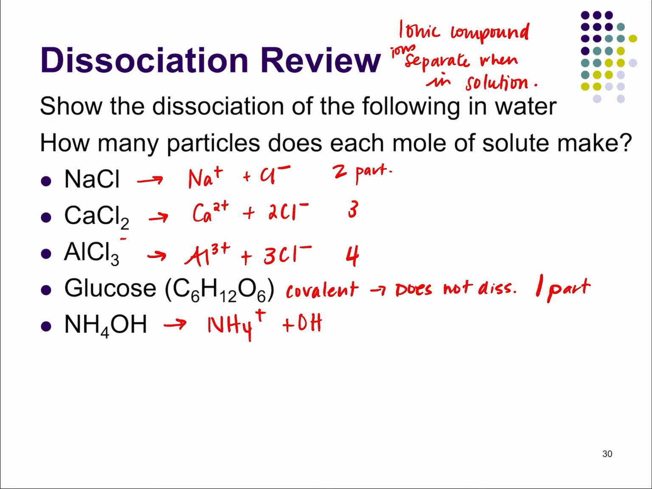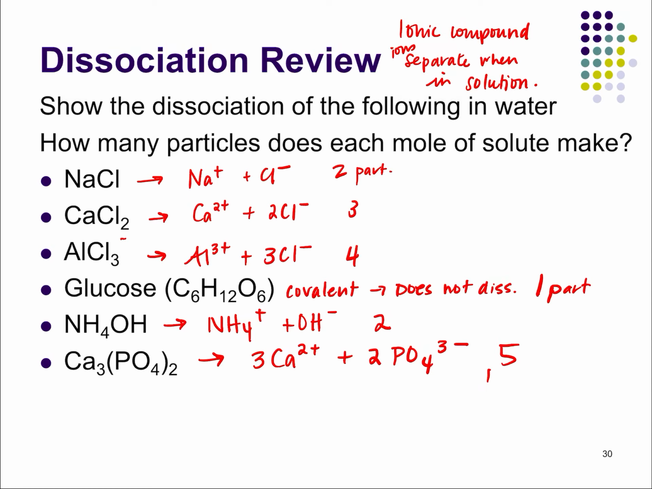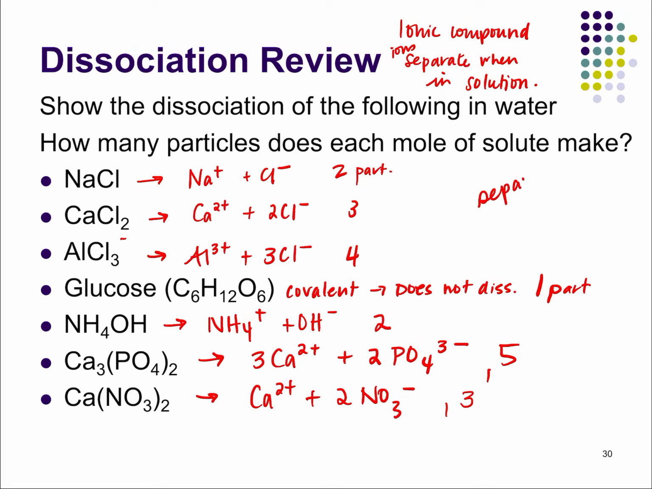NH4OH, ammonium hydroxide, dissociates into NH4+ and OH-. So two. Ca3(PO4)2: we have three Ca2+ and two phosphates. So that is five particles. Calcium nitrate: we have one calcium ion plus two nitrates. So hopefully you can see here, this is three particles.